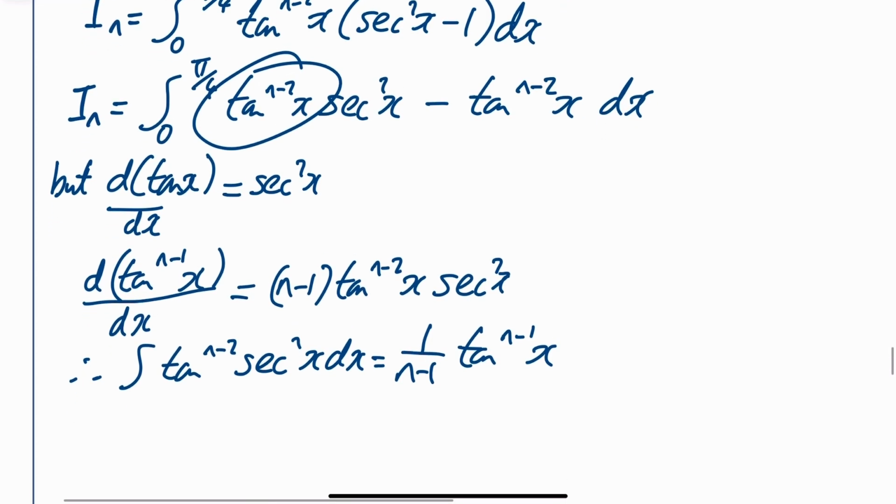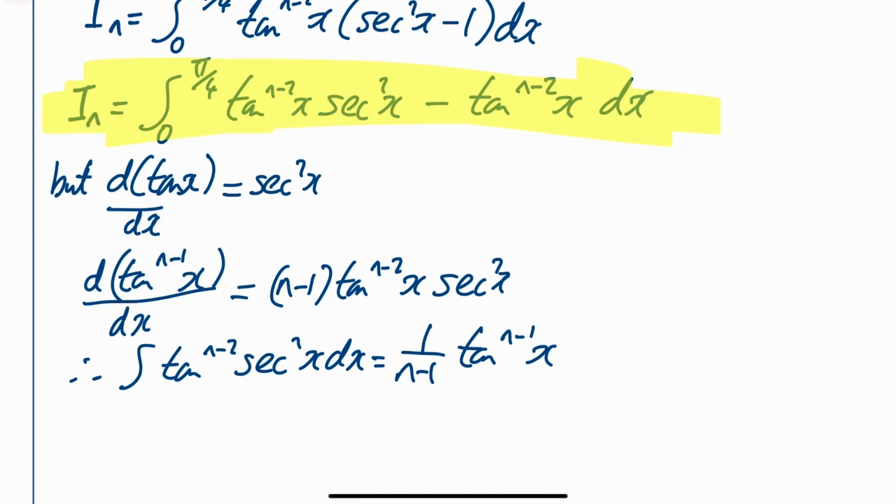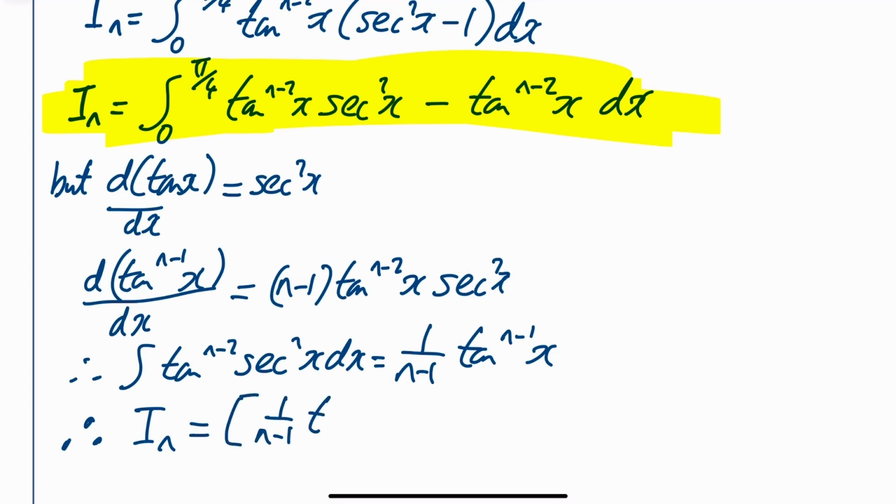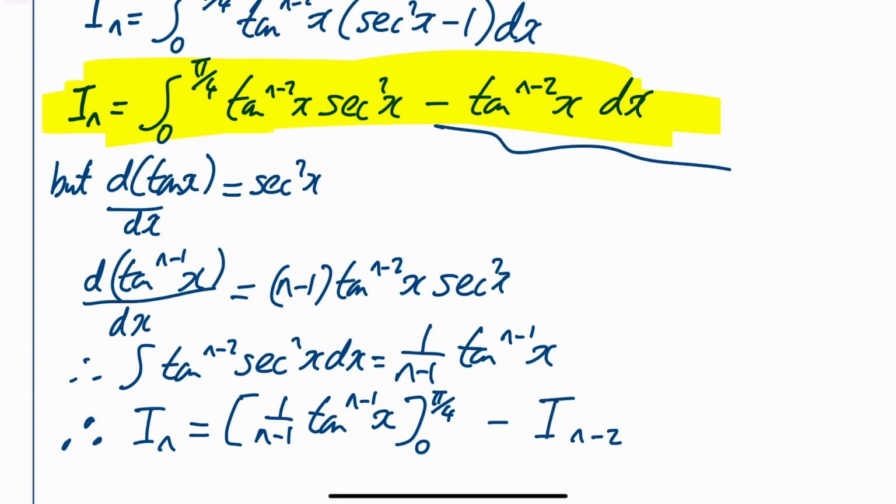All right, so if you look back to this line here, I'll do it in yellow to show you which one I'm talking about. We now know how to integrate that first bit of it, and we now know what the second bit is as well. So therefore, your integral I_n is just going to be equal to, square bracket, that first bit is 1 over n minus 1 times tan^(n-1) of x, between the limits 0 and pi over 4. And then the second bit, so this bit over here, is just I_(n-2).